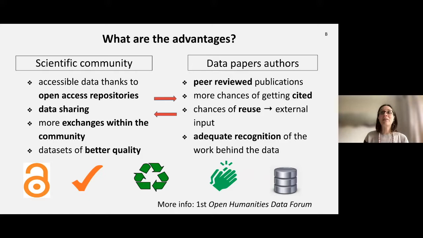But then for the data paper authors themselves, there are specific benefits. We are talking about peer-reviewed publications; they count as a publication, and citations as well, and all of this leads to higher chances of reuse and recognition of the work that goes into this. And we ran a few events that went into detail about these advantages, and we're getting consistently positive feedback from authors that this is really helping. And this is also proven by the growth of data journals in recent years. So they definitely are filling a gap and a need in the community.